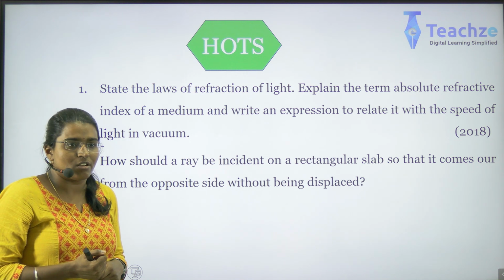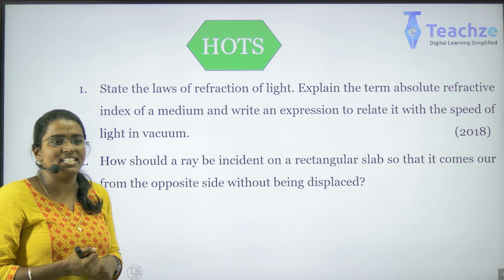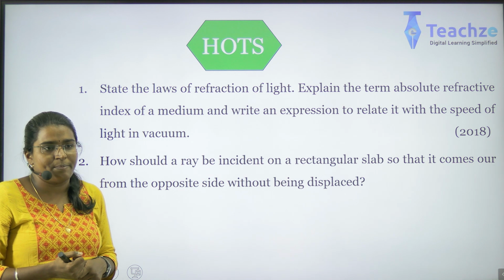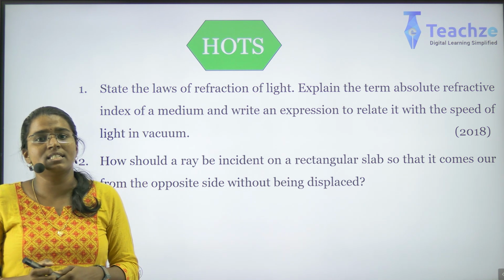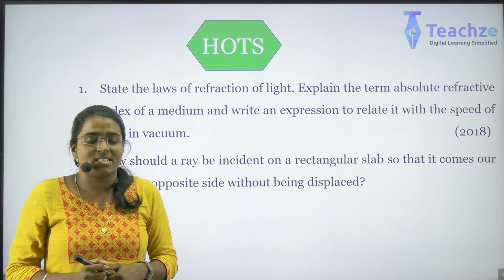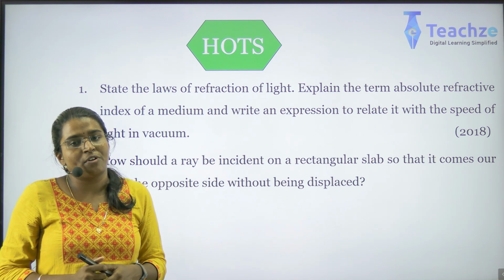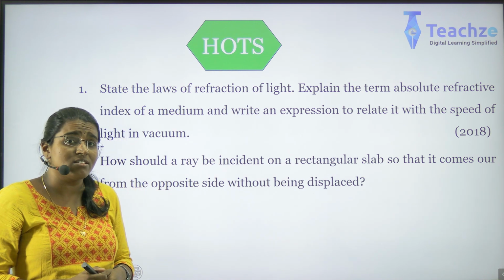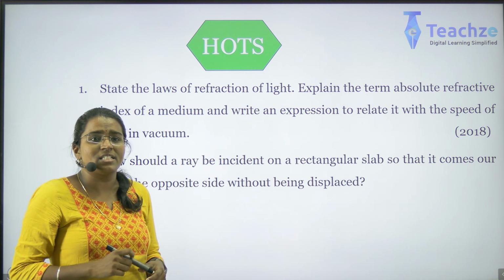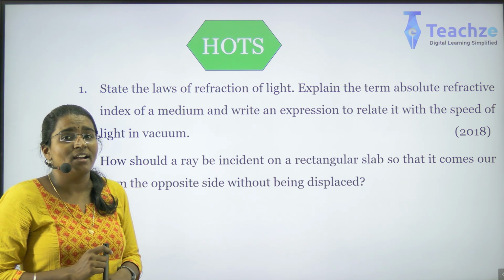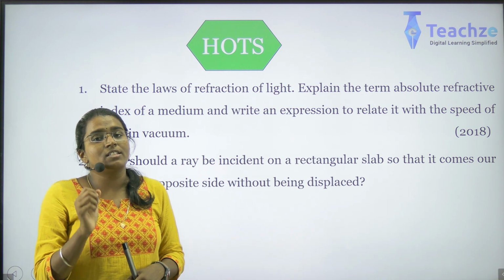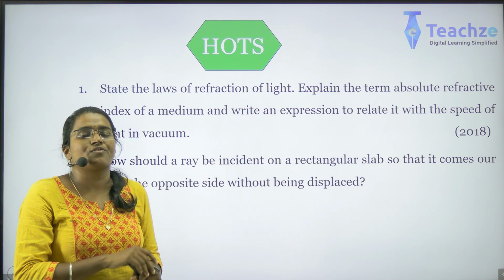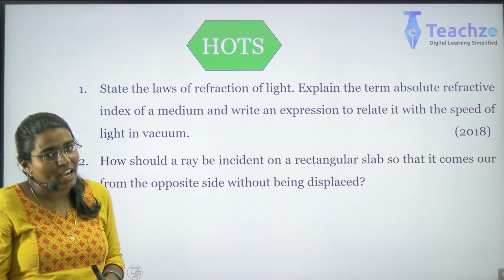There are two laws. The first law states that the incident ray, normal, and refracted ray lie in the same plane. The second one is Snell's law: the ratio of sine of angle of incidence to the sine of angle of refraction is a constant, and that constant is called the refractive index. The second part of the question is, explain the term absolute refractive index. So absolute refractive index can be defined as the refractive index of the medium with respect to air or vacuum.